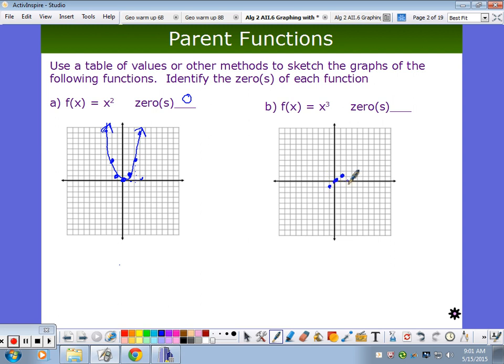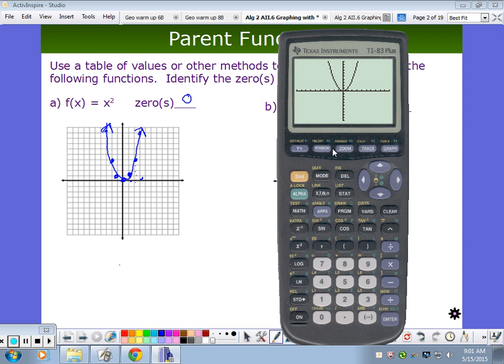Let's go over to 2. When x is 2, what's 2 cubed? 8. So I've got to find 8. I think that's over here. What about when x is negative 2? Down here. Negative 2 times negative 2 times negative 2, negative 8. So I'm here. It looks kind of like this. Where's the 0? That's 0 again. And of course you can put this in the calculator.